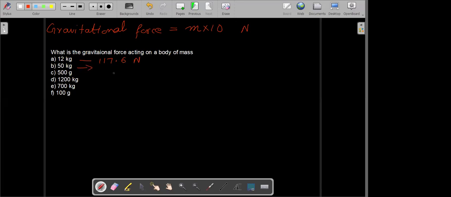Varshit, what will be the answer for B? All of you be ready with your answer. I can call anyone's name. Varshit, what is the answer for this? Sir, it will be 50. Sir, we can take mass equal to 10 now. Okay, take it 9.8 and 10. Okay, sir. 1 minute.